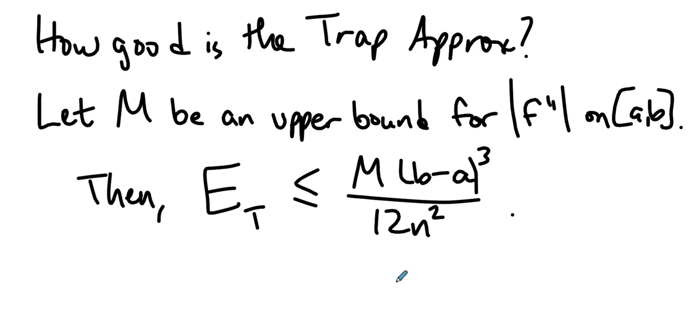But it is worthy to note, the more subintervals you have, the more n is, the greater the denominator is, which means the less the error is. The farther apart A and B are, if B minus A gets bigger, then that makes the numerator bigger, and that makes the error bigger. And so those are things that make sense for us to think about.